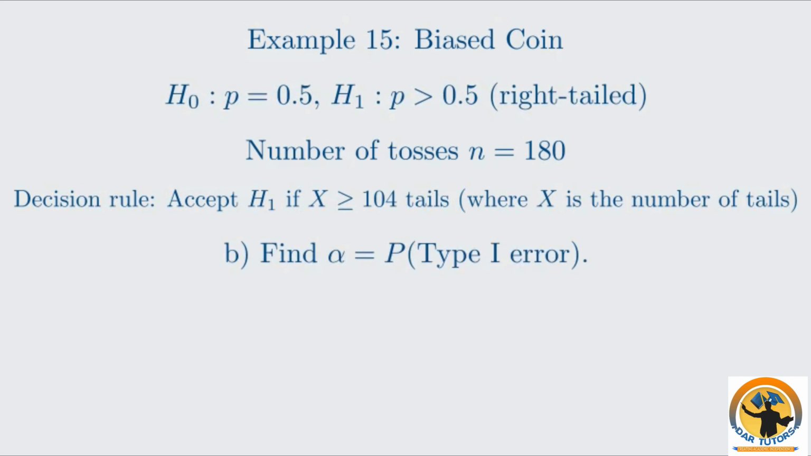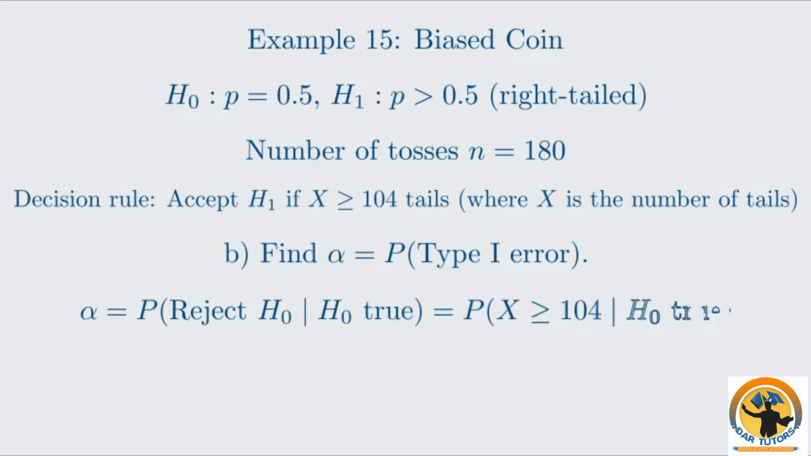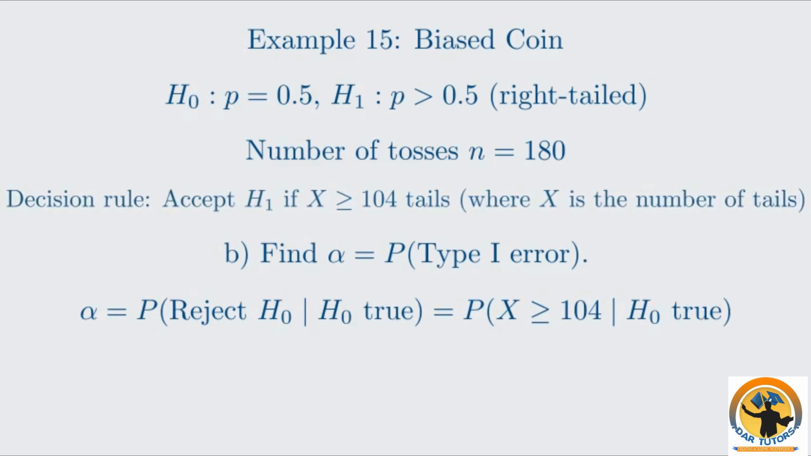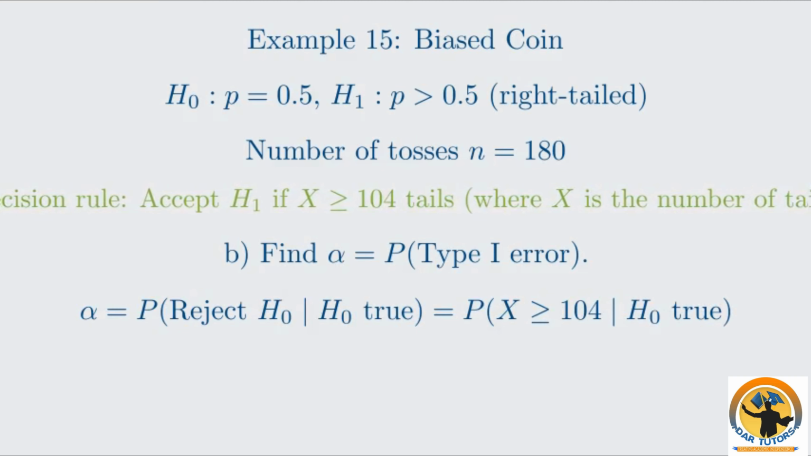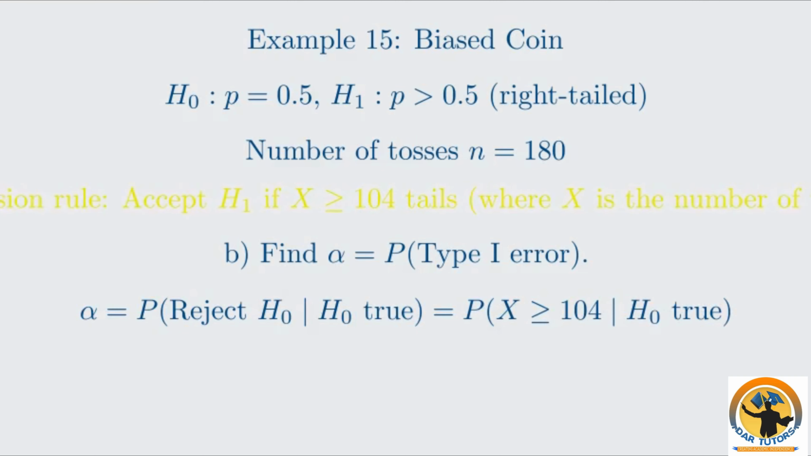Part B asks for the probability of a type 1 error and the significance level. A type 1 error means we reject H0 when it's true. The decision rule tells us to accept H1, which is the same as rejecting H0, if X is 104 or greater.